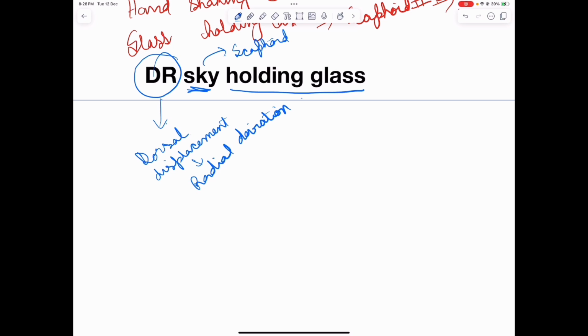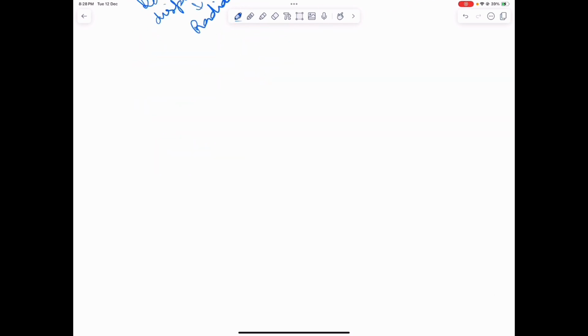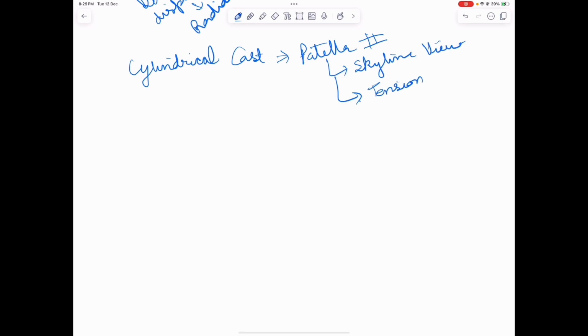So you can remember it by Dr. Sky holding glass. Now for cylindrical cast, this is involved in patellar fracture, and it has a skyline view. We do tension band wiring. This part can be skipped.